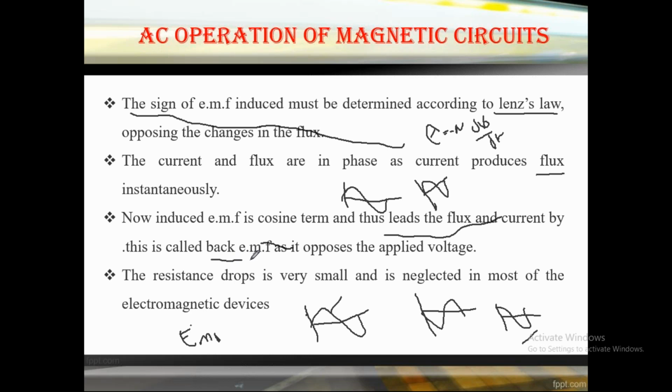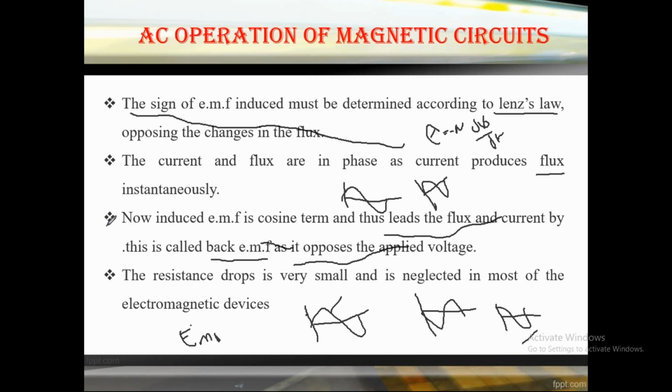Back EMF is what we call it when the induced EMF leads the flux and current, and what will happen is it will oppose the applied voltage. When back EMF is generated, it will oppose the applied voltage, and back EMF is generated when the EMF leads the flux and current.